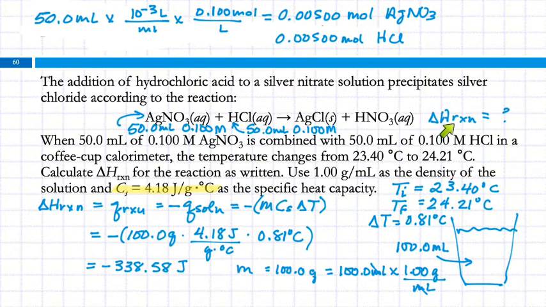So we're looking for the amount of energy absorbed or released when 1 mole of this reacts. But we didn't have 1 mole react, we had 0.0050 moles react. So this was the amount of heat for 0.00500 moles. So if I divide by that, that will get me the energy in joules per mole. So I'm going to take my 338.58 and divide by the 0.005. And I get a really big number.